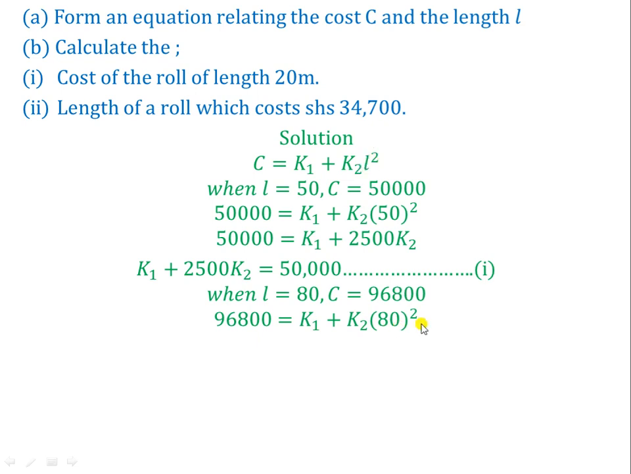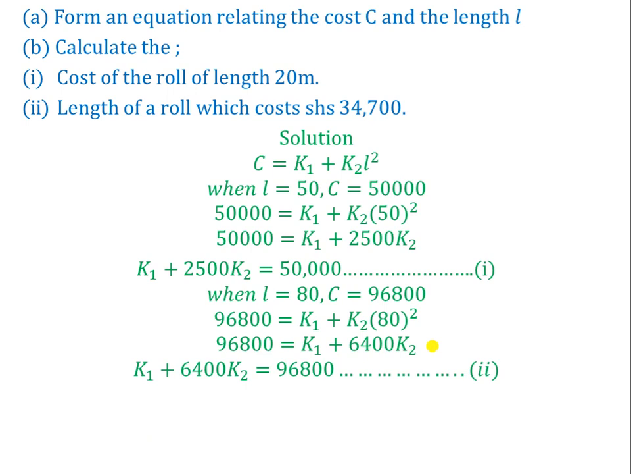Then after that, you simply do the simplification, and that will give you 96,800 is equal to K1 plus 6,400 K2. So we simply rearrange that and again call it our equation 2. Now that you have equation 1 and equation 2, they both have K1 and K2. So it means we are going to be solving for K1 and K2. We shall solve them simultaneously.